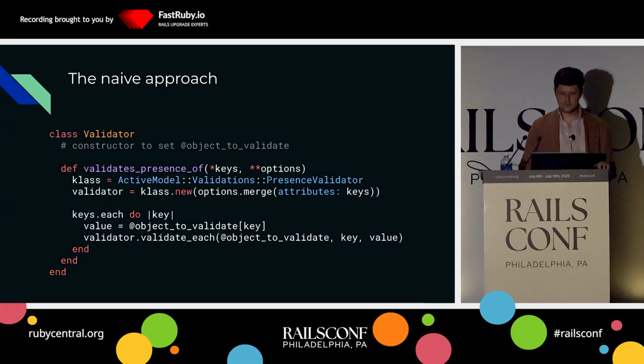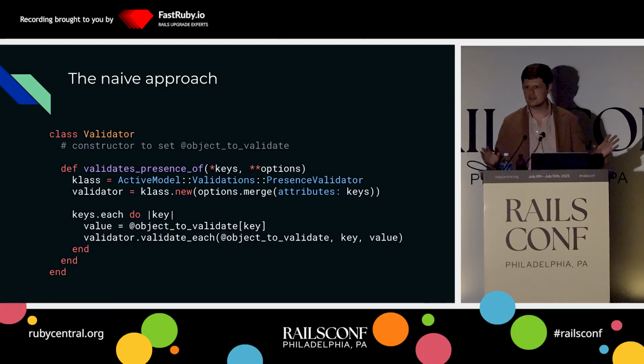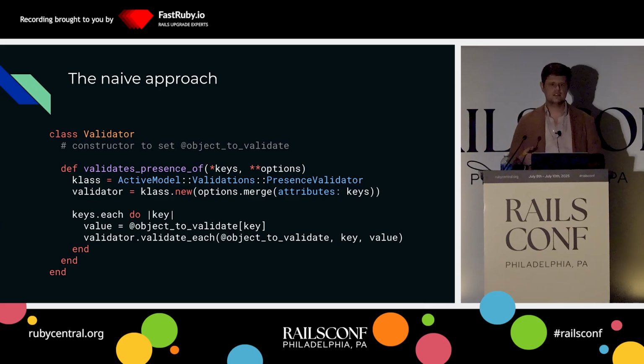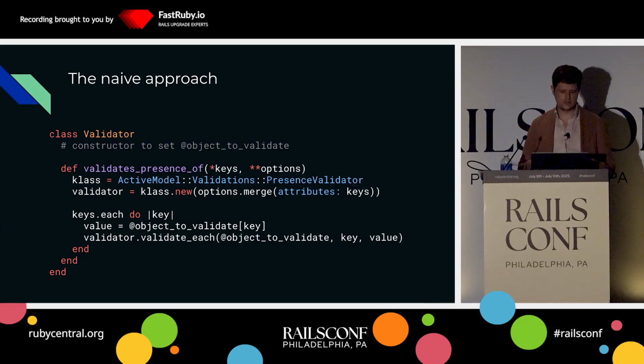And so we're going to start off with something very, very naive. Create a simple validator class that takes in our object to validate, our hash, in the constructor. We've defined a validates_presence_of method that takes in some keys. This would be like validates_presence_of first_name, last_name as the keys, and accept our normal options that we would normally pass into Rails. So we can just instantiate our PresenceValidator. We do have to pass it those keys as the arguments to the constructor, iterate over the keys, grab the value, and then call that validate_each method that we saw. And like I said, this is very, very naive.